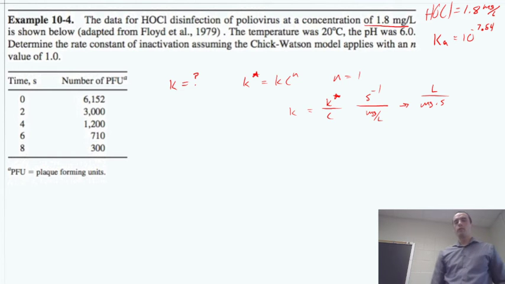Just a little reminder there for you. K star is K times C to the N, and N was 1. So K is going to be K star over C. The units of that should end up being liters per kilogram per second.